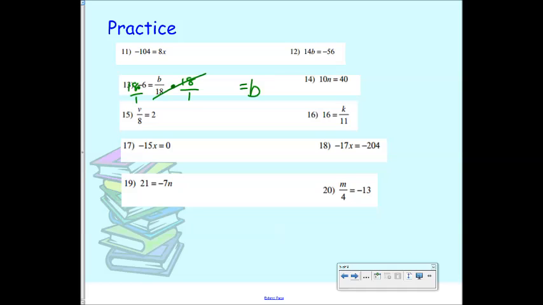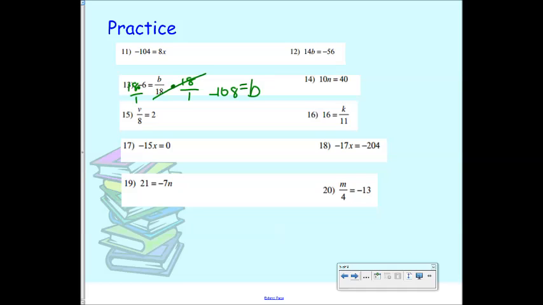6 times 18. Is my answer going to be positive or negative? Negative. So it's negative 6 times 18, which is 108. Positive or negative 108? Negative 108. Perfect. Negative 108 equals b.